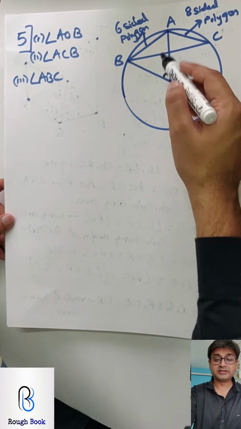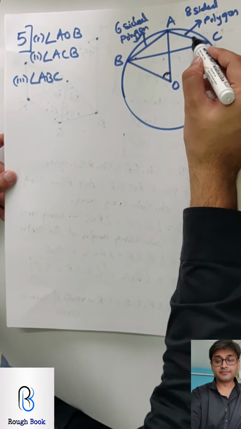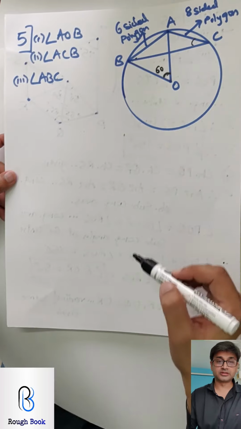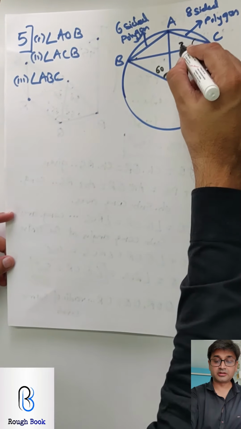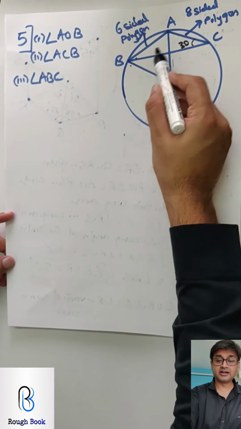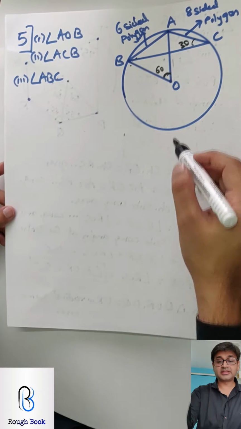First target AOB. This is 6-sided. So obviously you know this is 60. Then ACB. So if this is 60, how much will this be? Come on, you should pick up by now. So if this is 60, this is going to be 30. Why? Angle at the center, angle on the circumference is half or double. Got it? So let's get these two.